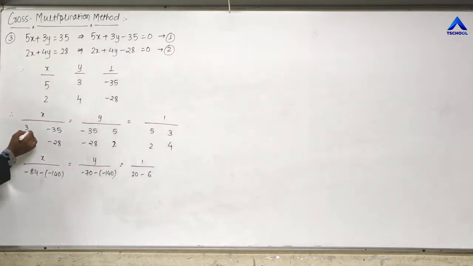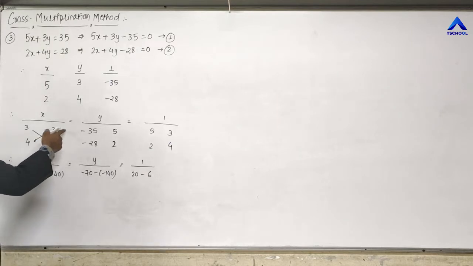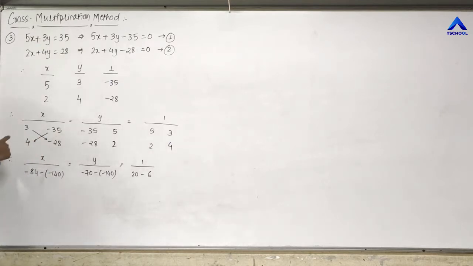See, again let me remind you that we are going to multiply like this: first term into last term minus second term into third term. Here it is like this: first, second, third and fourth. So first into last minus second into third, right? So let us simplify this again.